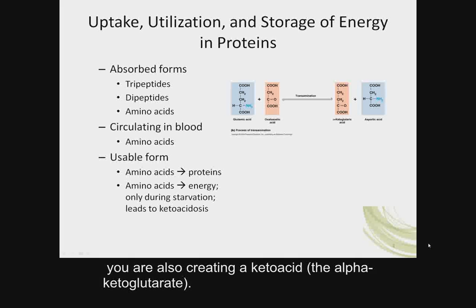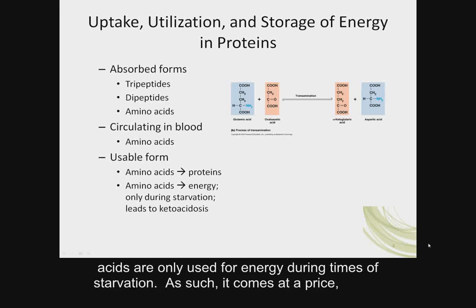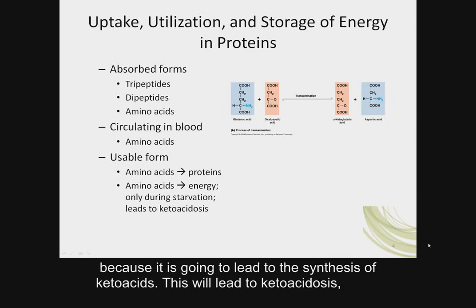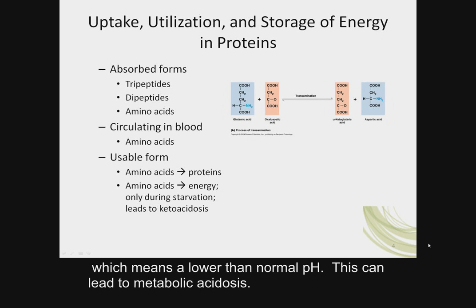Amino acids are only used for energy during times of starvation. As such, it comes at a price because it is going to lead to the synthesis of keto acids. This will lead to ketoacidosis, which means a lower than normal pH. This is, of course, metabolic acidosis.